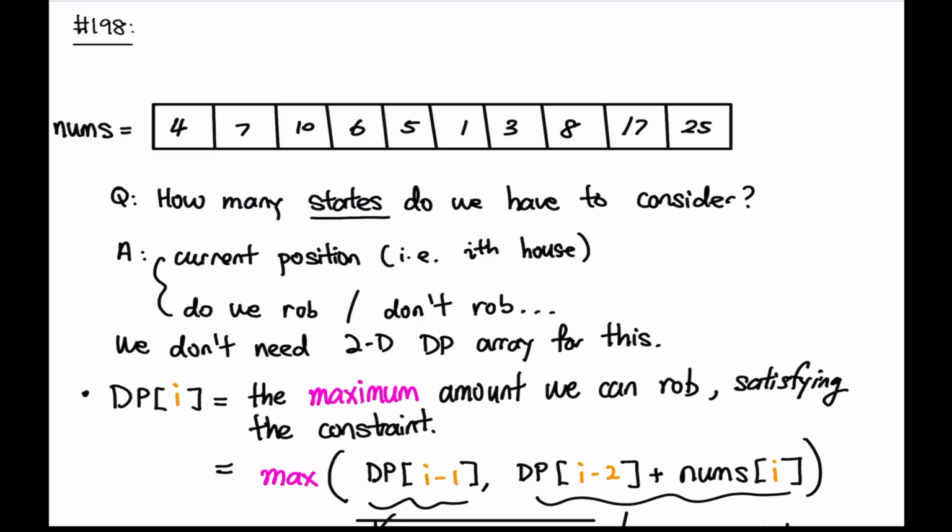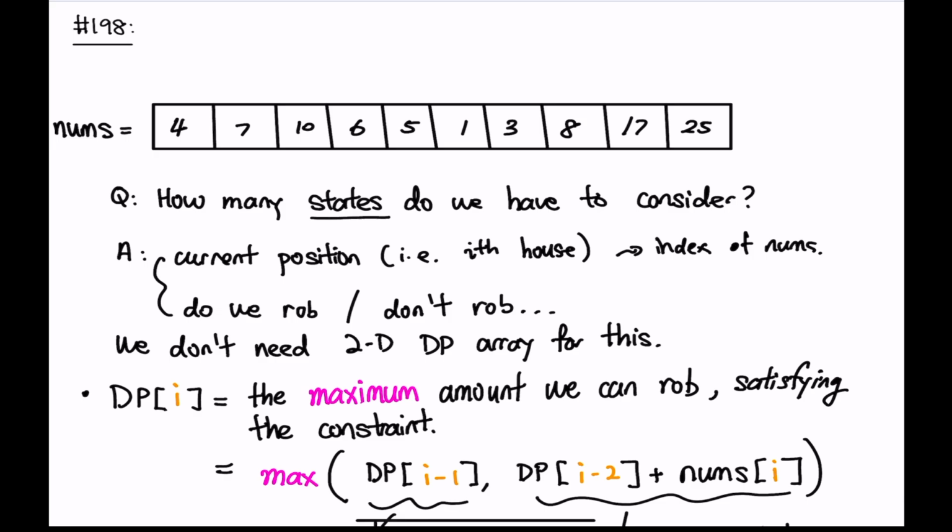This is problem 198. Here we have a constraint, meaning that we cannot rob two adjacent houses. So that's one constraint. If you look at this problem, always remember how many states we have to consider. We need to know the current position, like which house are we trying to rob or not. So there will be the seventh house, second house, etc. That will correspond to the index of our nums. Another one that we have to consider is, do we rob this house or do we not? So that is our second state that we have to consider. So we have two states to consider.